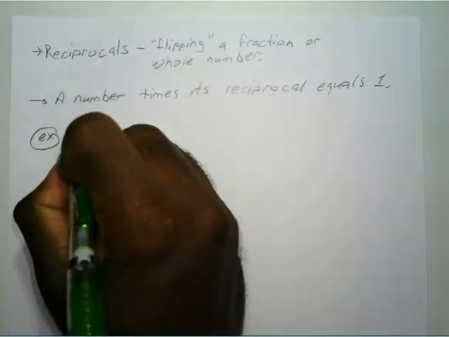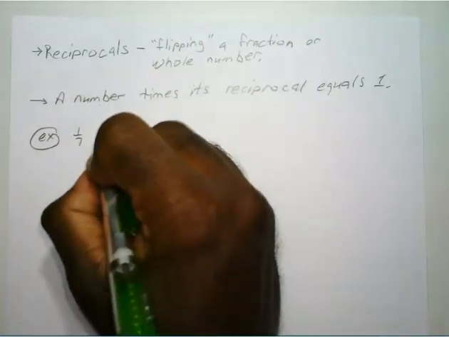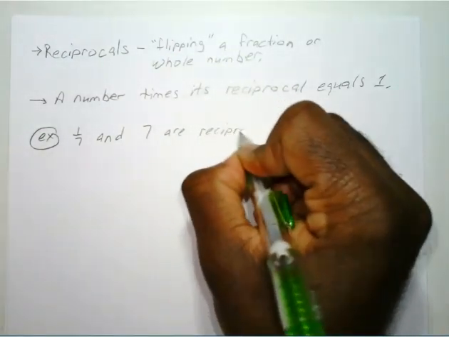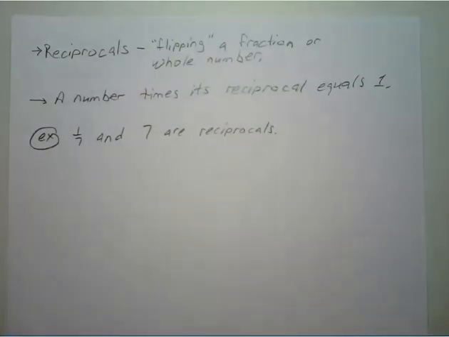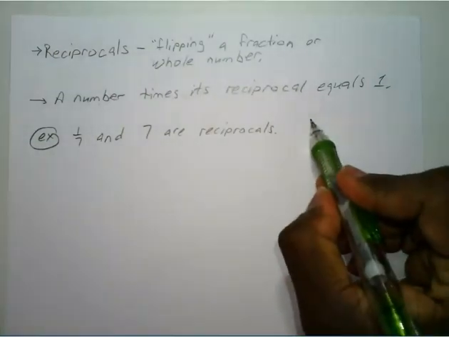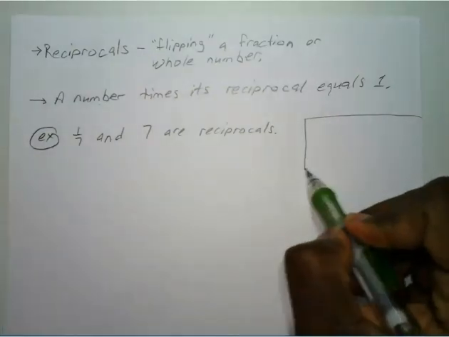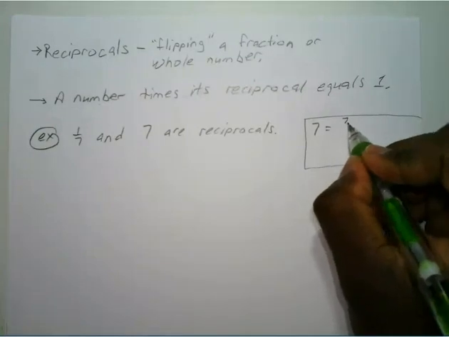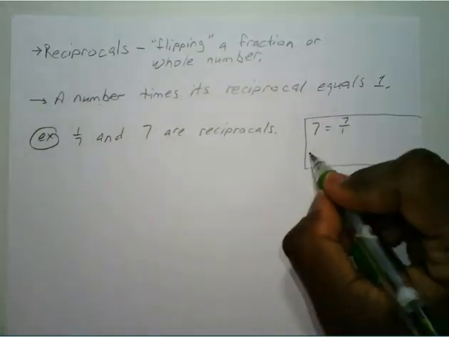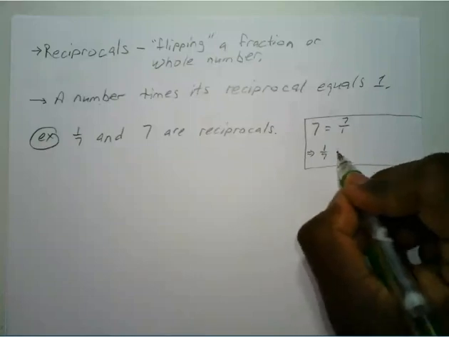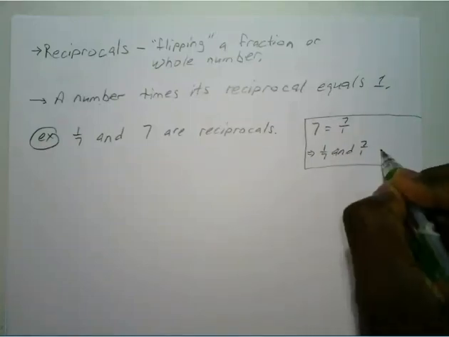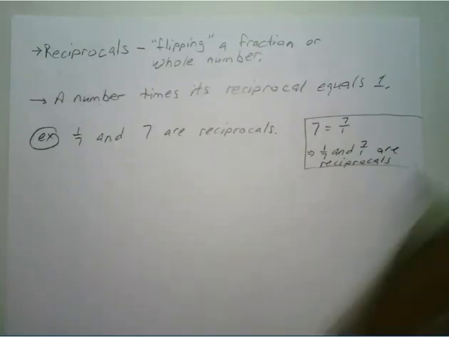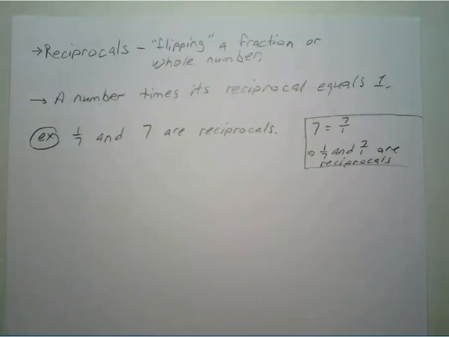we know that 1 over 7 and 7 are reciprocals. Okay, well, how is that? Remember that the whole number 7, we can rewrite that as 7 over 1. So that means that 1 over 7 and 7 over 1 are reciprocals. Okay, it's literally just flipping them.